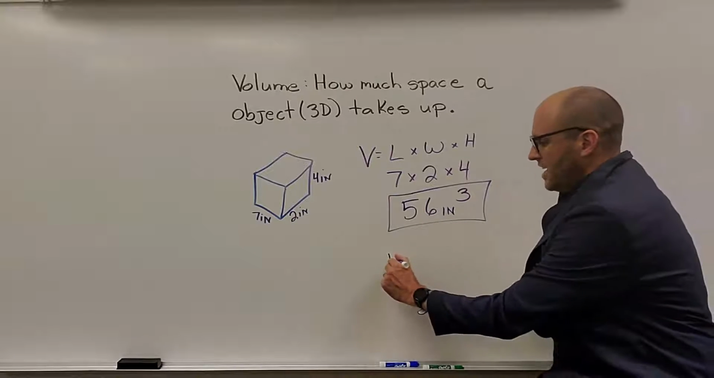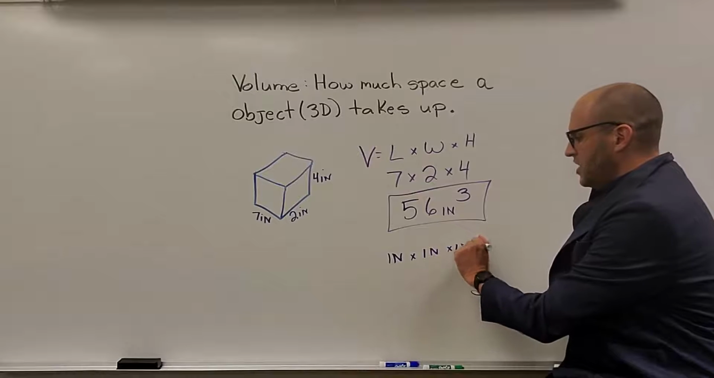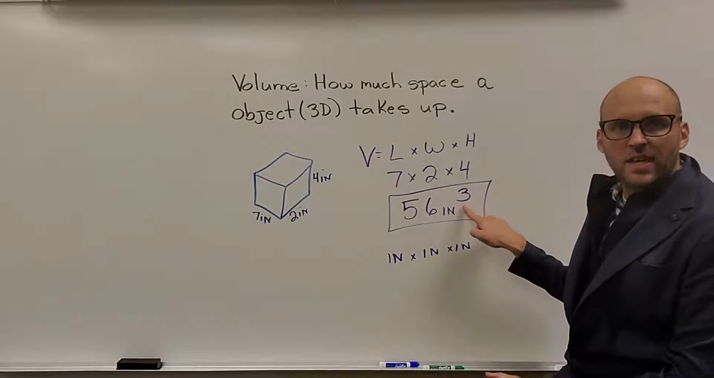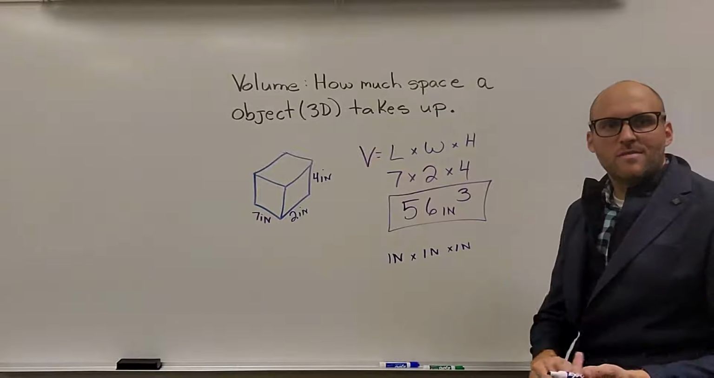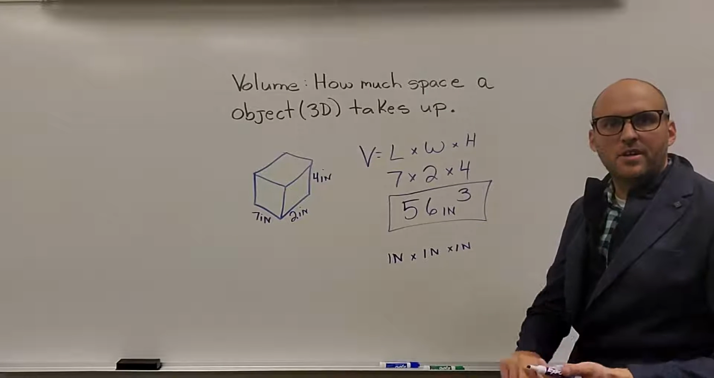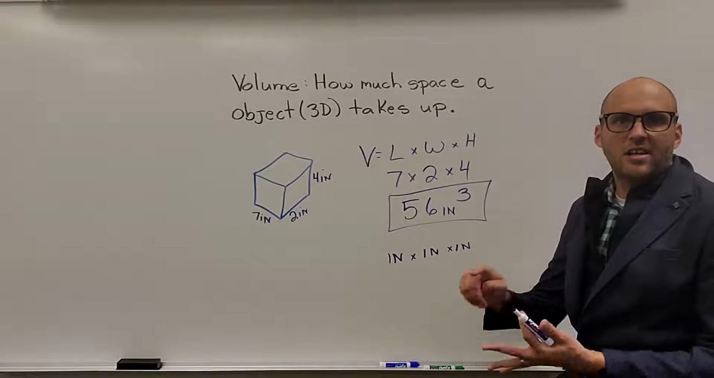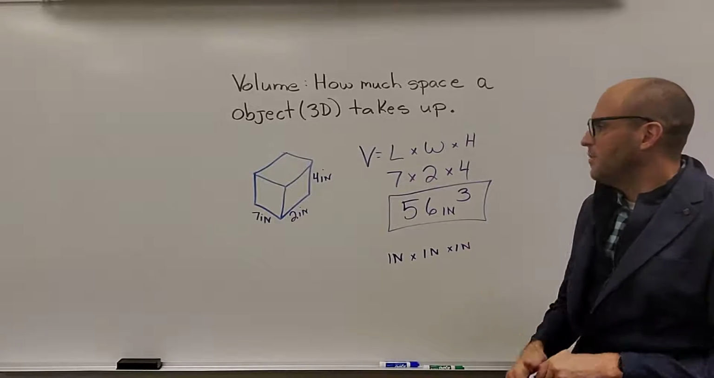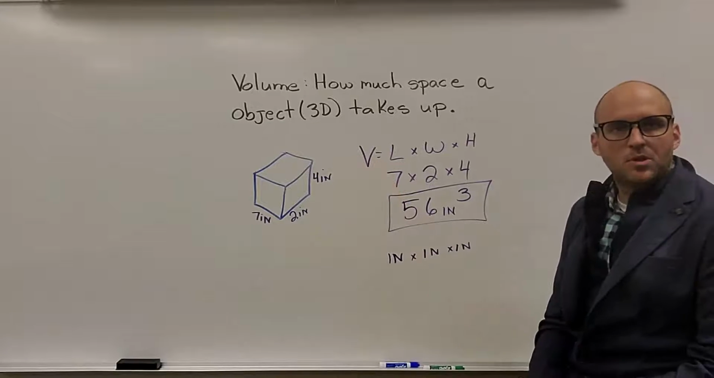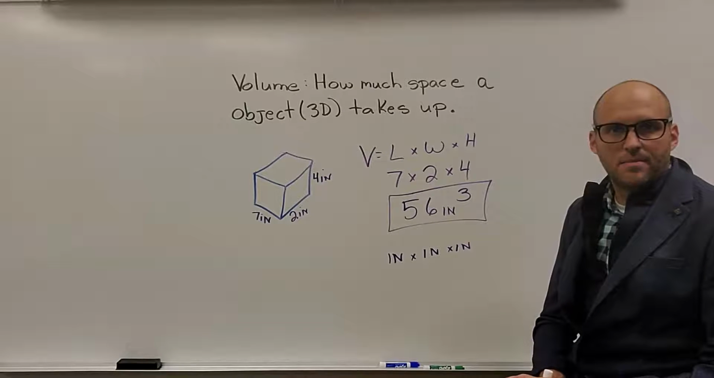And remember, just like area, because we're multiplying inches by inches by inches, we're now going to get cubic inches, or inches to the 3rd power. So remember, inches in perimeter, inches squared in area, and inches cubed in volume. So remember your units for each problem. Let's do a couple volume problems and see how we do with this today.